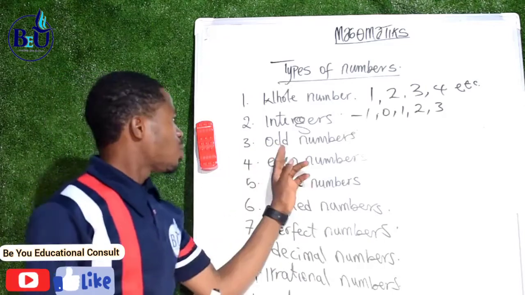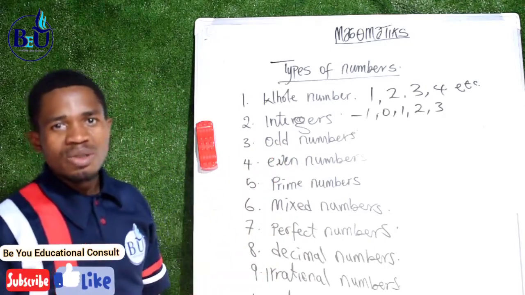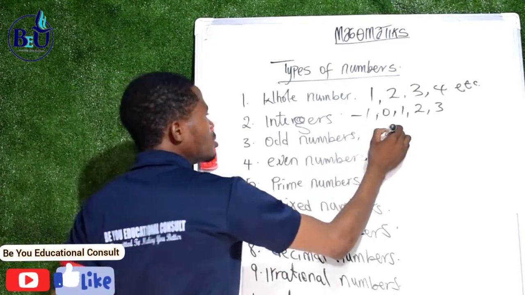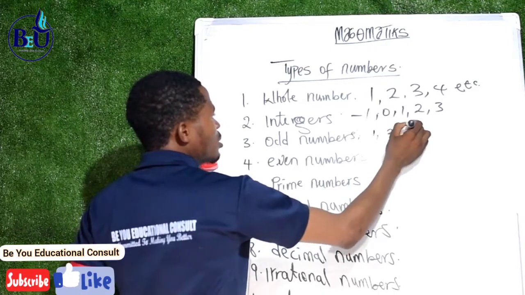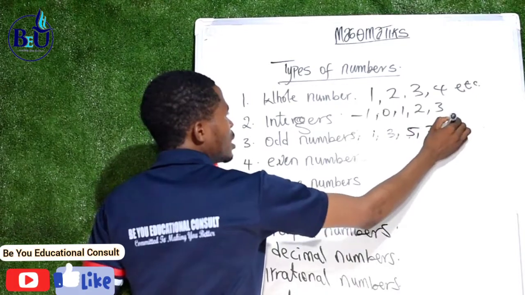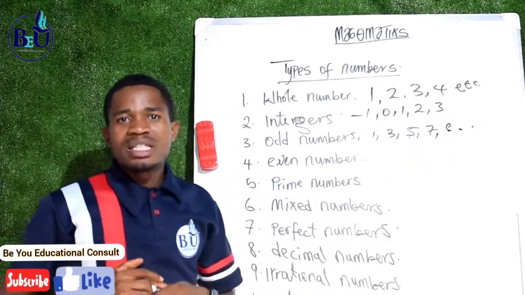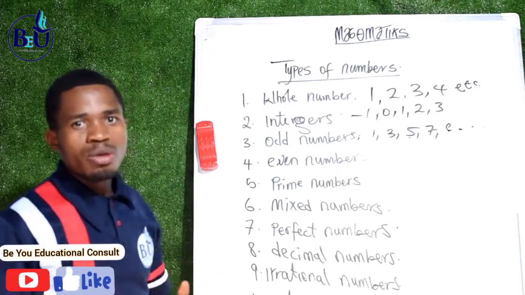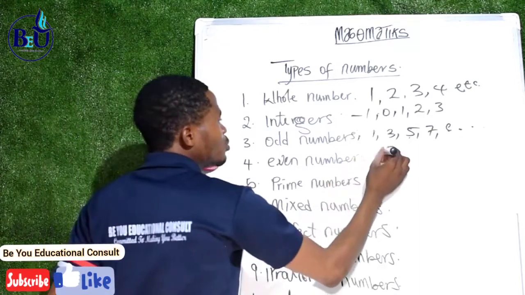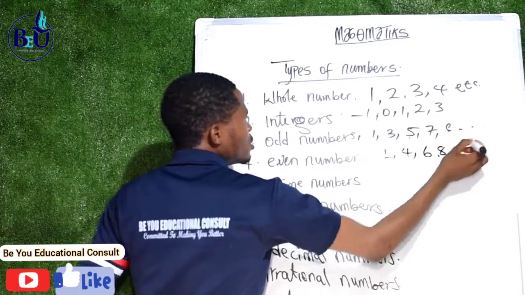Then we have what we call odd numbers. Odd numbers are numbers that are not divisible by 2. Any number that 2 cannot divide, that 2 is not its factor, is an odd number. For example, we have 1, 3, 5, 7. Then even numbers are numbers that are divisible by 2. Any number that 2 can divide is what we call an even number. So we have 2, 4, 6, 8, and the rest.